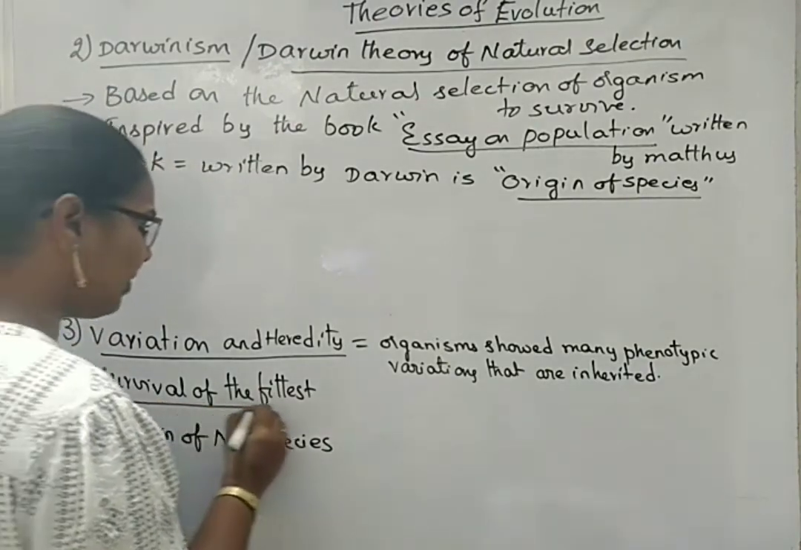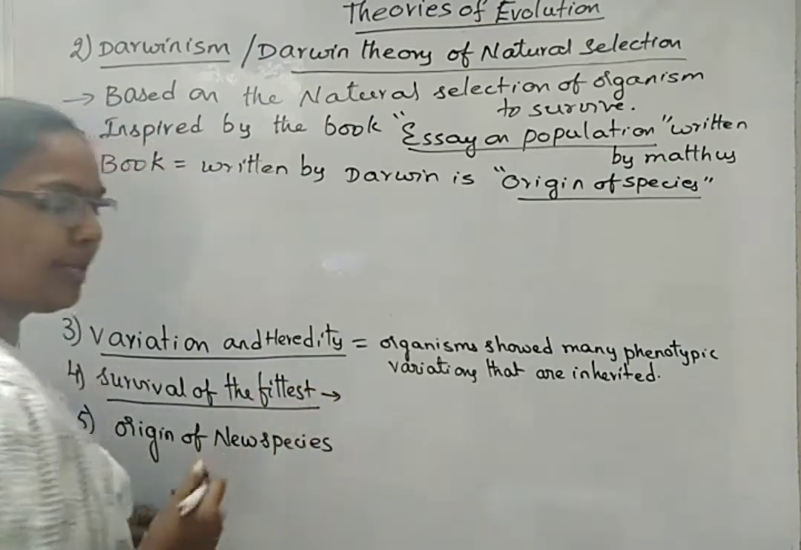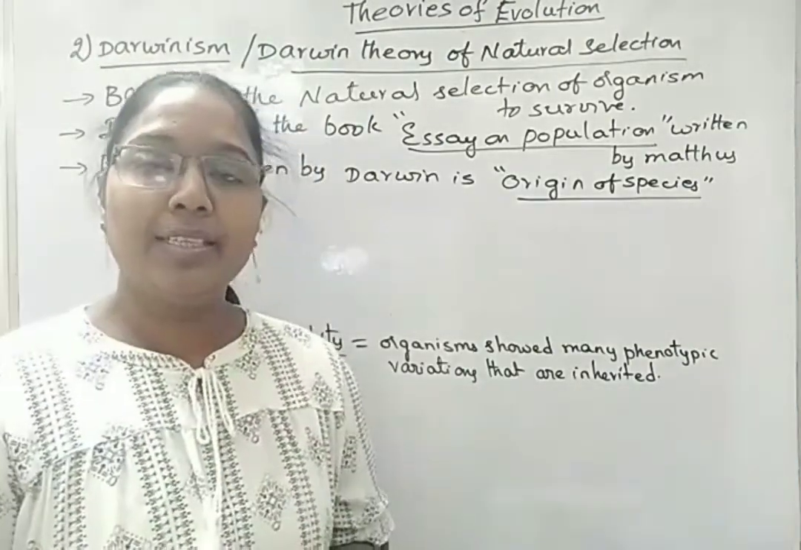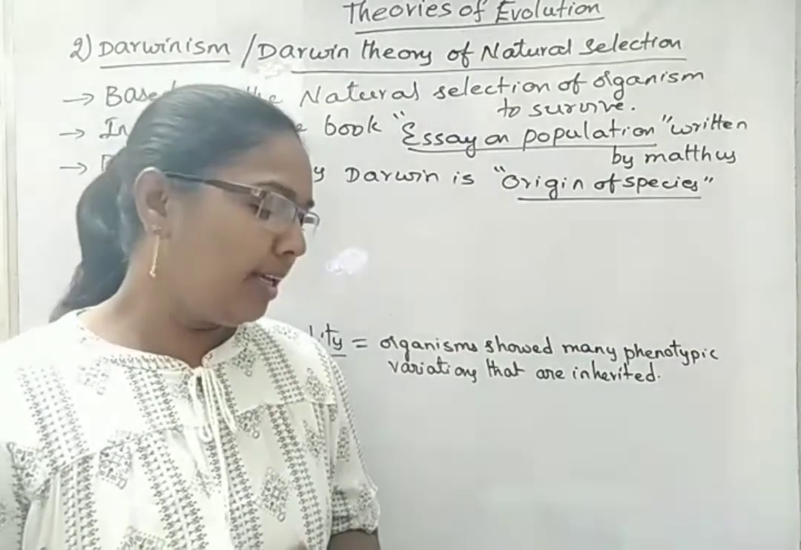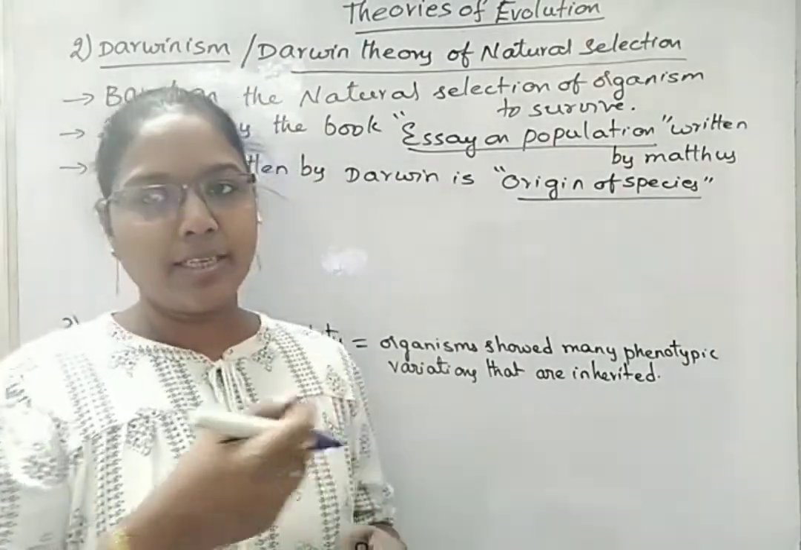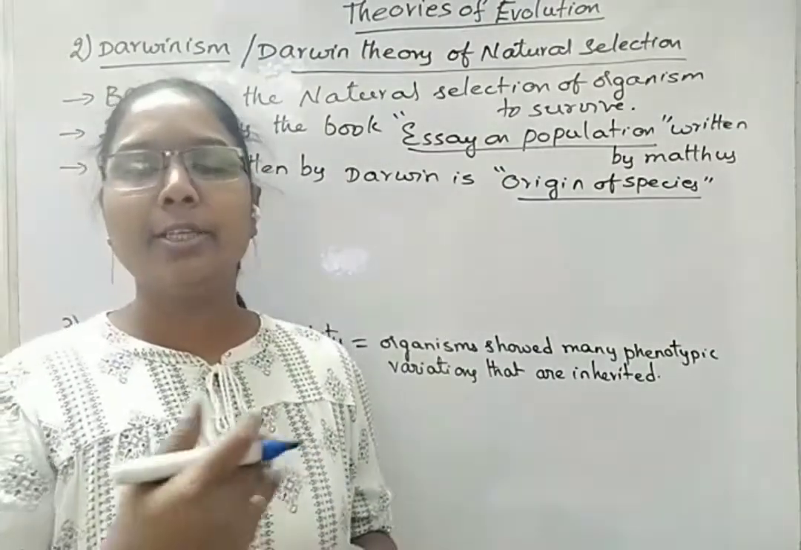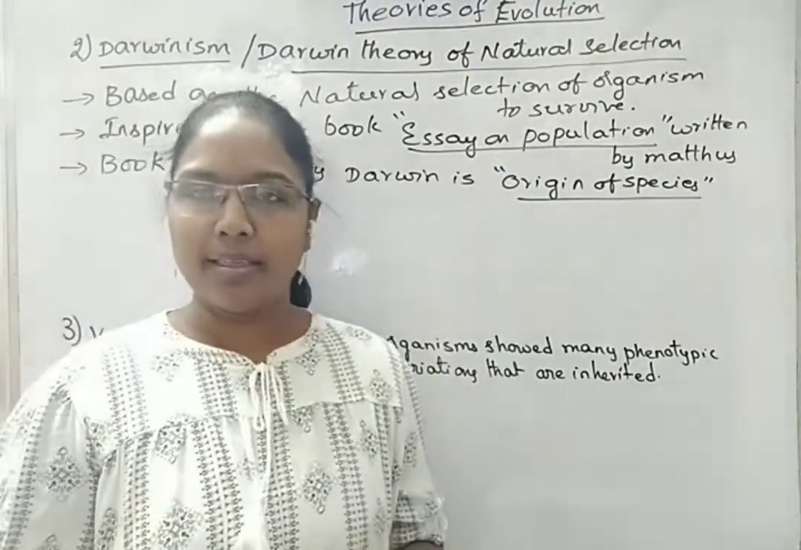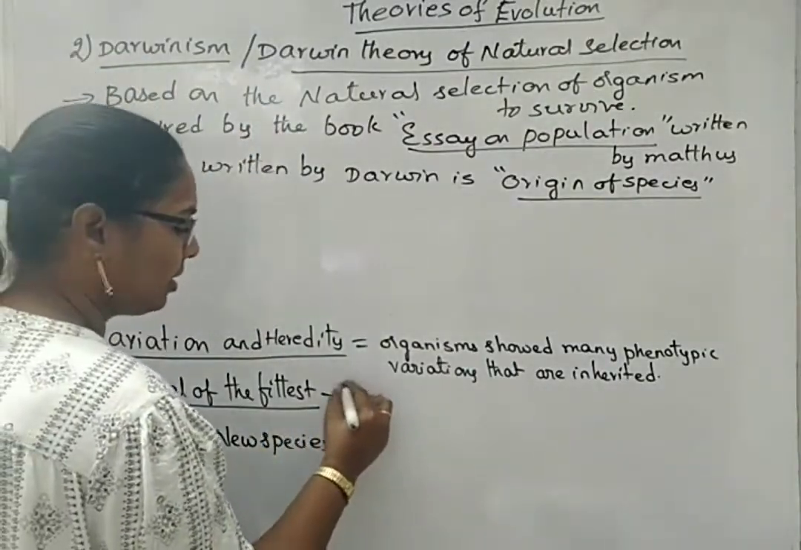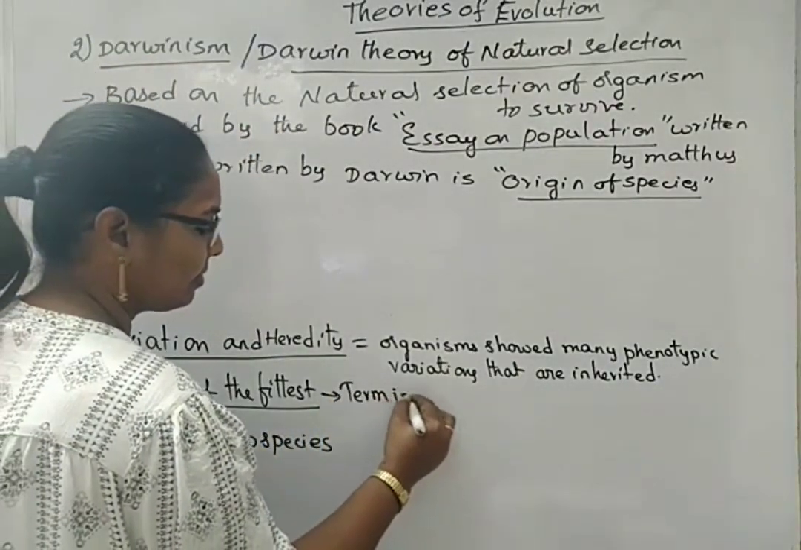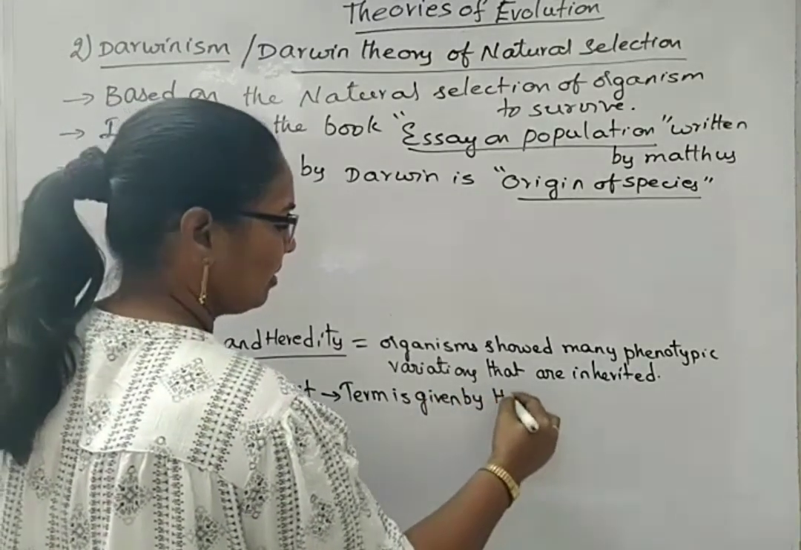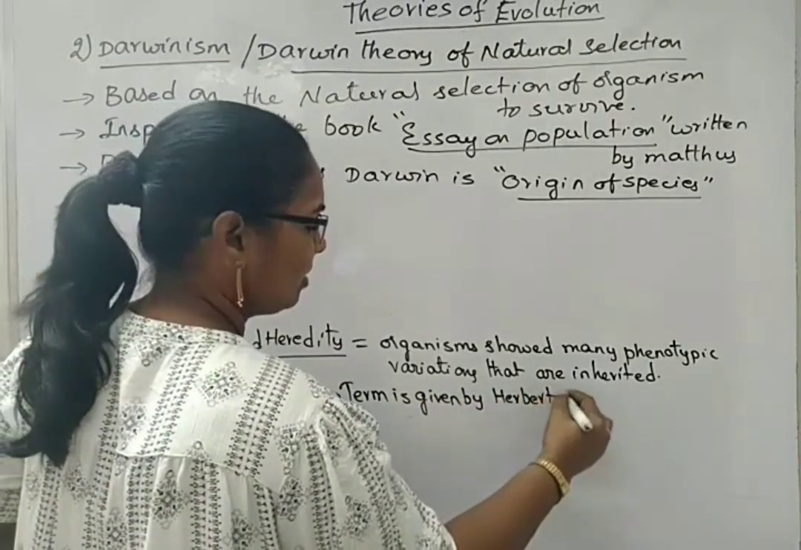Next, survival of the fittest. It means that survival of the fittest actually is the term given by Herbert Spencer. But Darwin has taken that words and he incorporated into his Darwinism theory. So the term is given by Herbert Spencer.